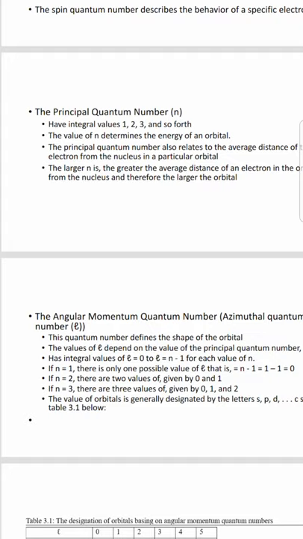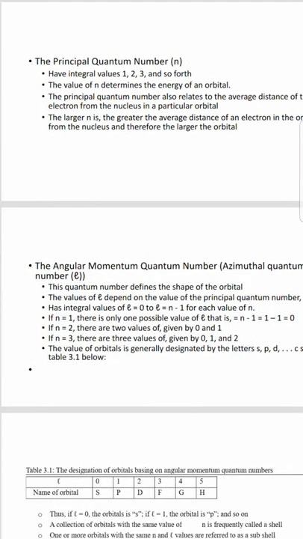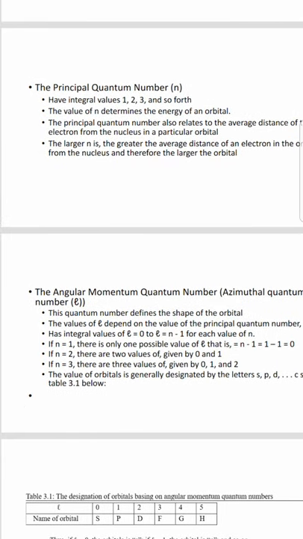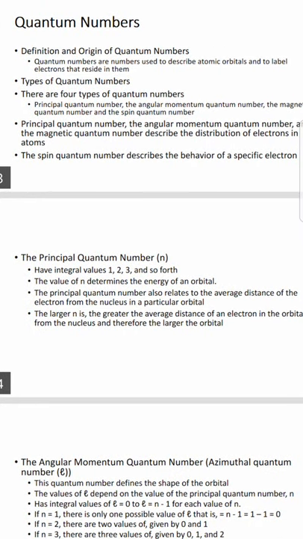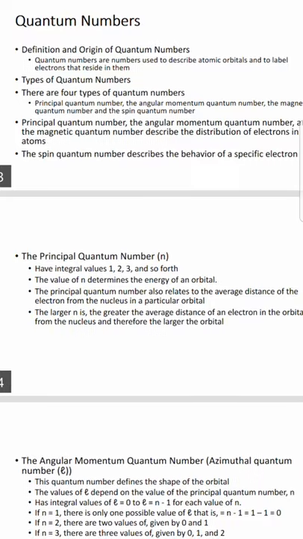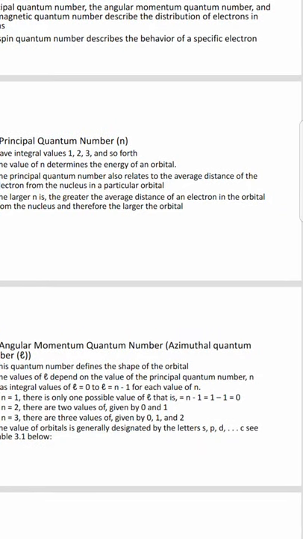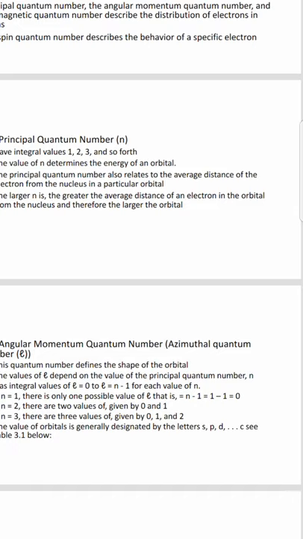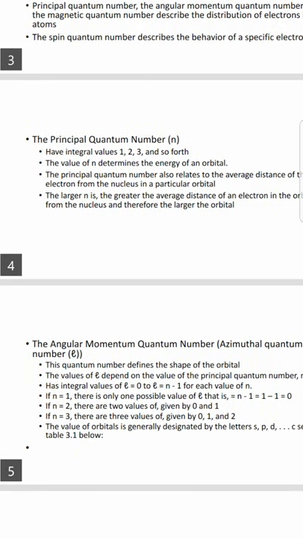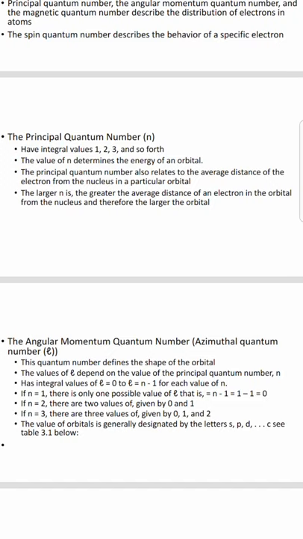Now, starting with the principal quantum number, the first one. In general, those three describe what? They describe the distribution of electrons in an orbital of an atom. Just the distribution of an electron. Now, the first one, the principal quantum number: you can go to bullet number 3, which will tell you more here. The principal quantum number describes the average distance of the electron from the nucleus in a particular orbital.